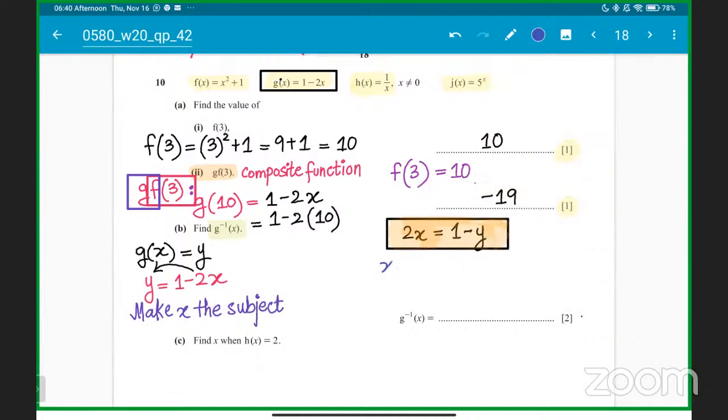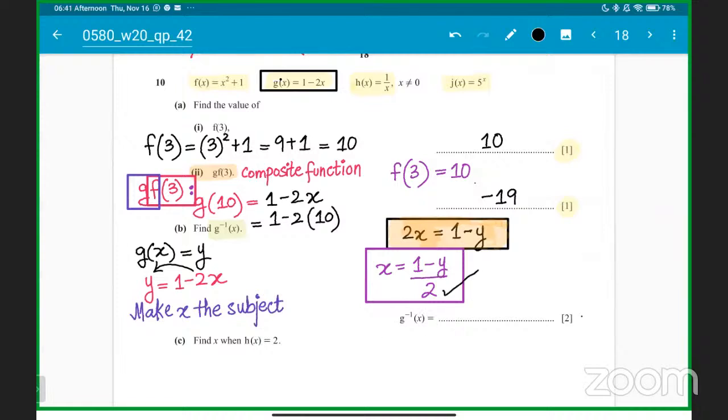Okay, so here we go. X is made the subject. What do we mean by subject? If anyone is not clear, what we mean by subject is x should be separate. So here we go, sir. X is separate now. X should be written as separate. X should be the subject, that is x should be separate. And the final step for g inverse x is simple.